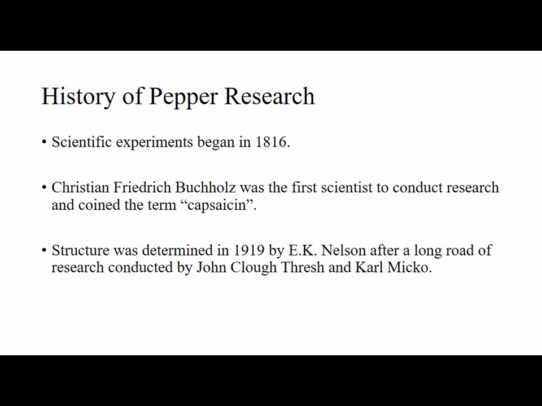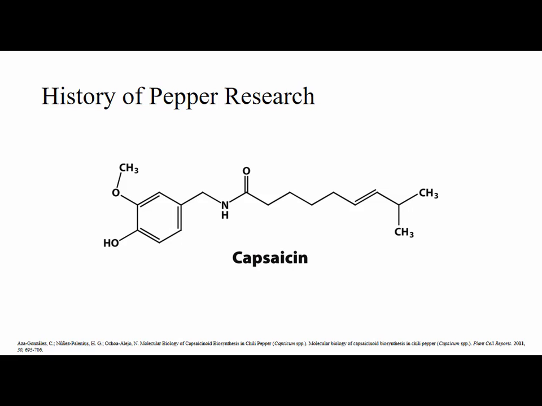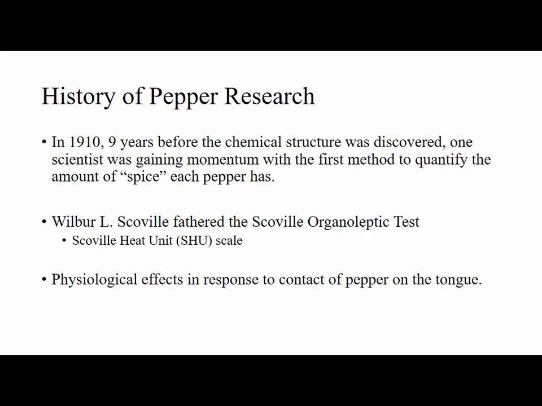It wasn't until 1816 when scientific experiments actually began on peppers, and Christian Frederick Buchholz was actually the first scientist to conduct pepper research, and he even coined the term capsaicin. Structures weren't even determined until 1919, and this was by E.K. Nelson, but this came after a long road of research conducted by John Clough Thresh as well as Carl Micko. And this was the structure that was determined. This is our capsaicin structure, which we will look at more later.